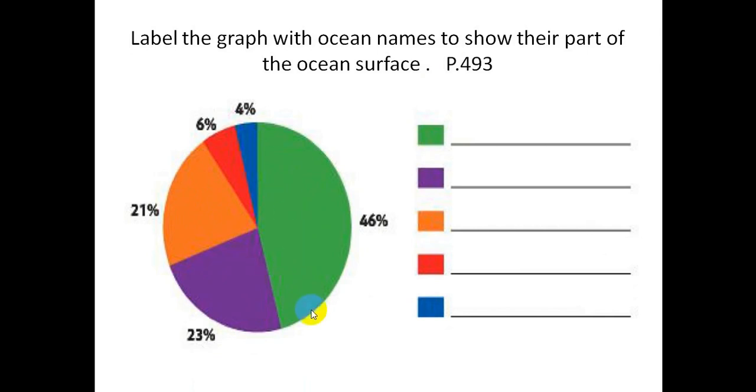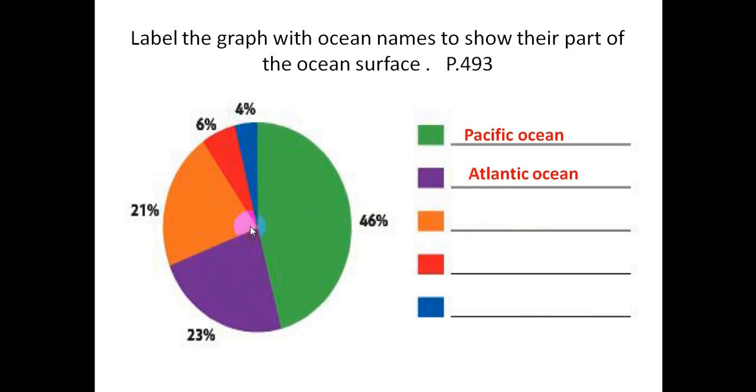The green part here is 46%, and this goes for the biggest ocean, which is, do you remember? Which one should be here beside the green part? Yes, Pacific Ocean. So the first one would be Pacific Ocean. Here the purple part is 23%, and this is the second one after the Pacific Ocean. Yes, this would be for the Atlantic Ocean, which is between Africa and America.